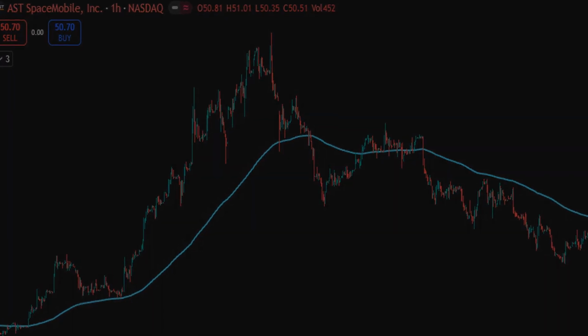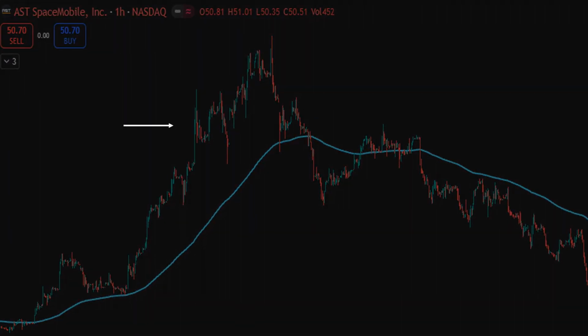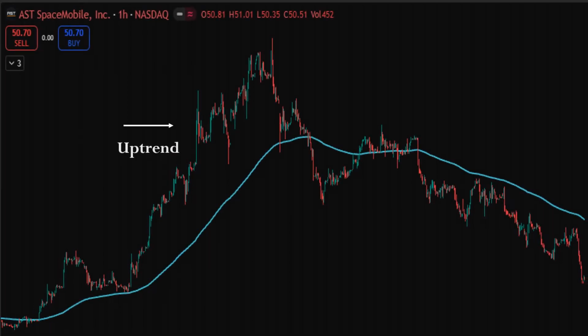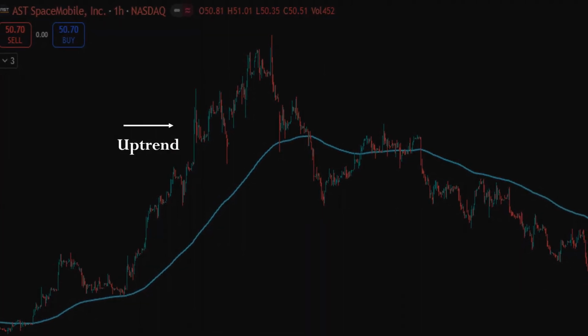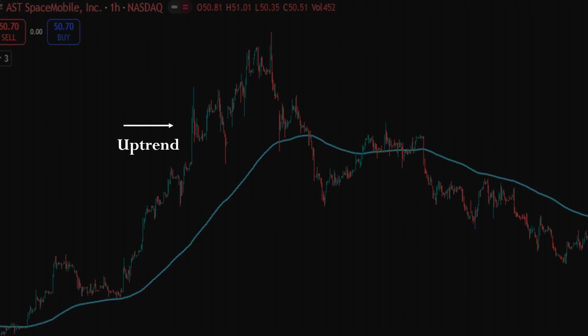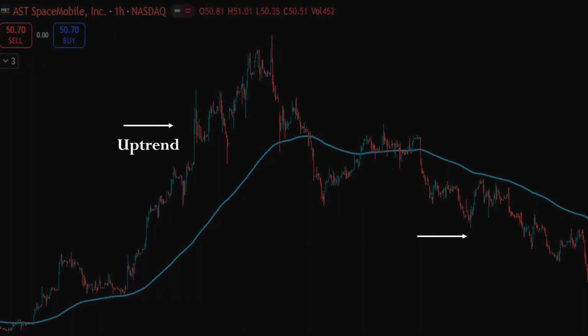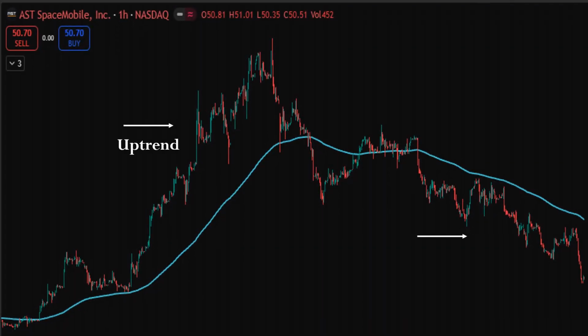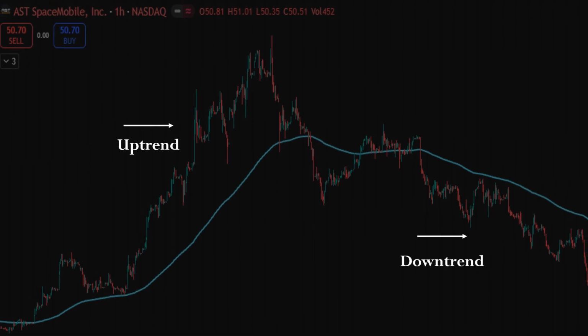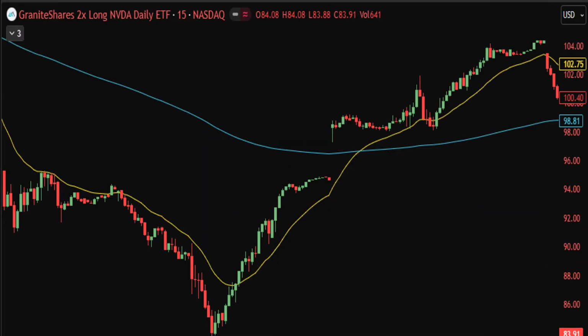If price is above the 200 EMA, it signals that the market is in a long-term uptrend and you can take a long position. And if the price is below the 200 EMA, it indicates the market is in a downtrend and you can take a short position. And if price is below the 200 EMA but above the 20 EMA, it signals a short-term correction in a downtrend. So it's telling us that the long-term trend is down, but the short-term trend is up.